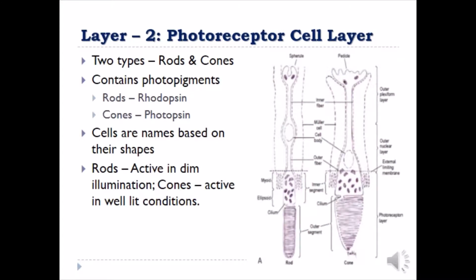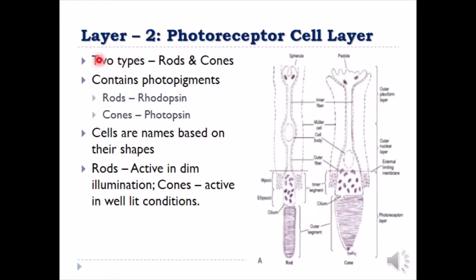We are coming into the second layer, that is the photoreceptor cells. We already completed the first layer, retinal pigment epithelium, or RPE. This is a photoreceptor cell, the second layer. As the name suggests, these are the specialized cells in the retina that can receive light. Photo stands for light, receptor stands for receiving capacity.